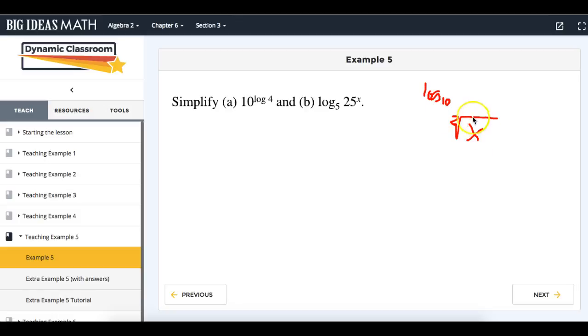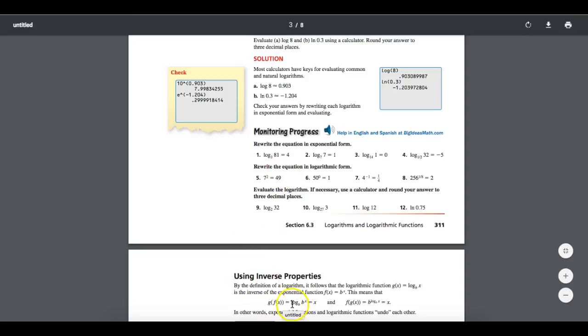Again, this is just like when you see the square root of a number without an index, it is implied that your index is 2. So what you need to know is that this is actually log base 10. What we're seeing is 10 to the log base 10 of 4. Go back here, remember our values. We know that 10 to the log base 10 of x is just equal to x.